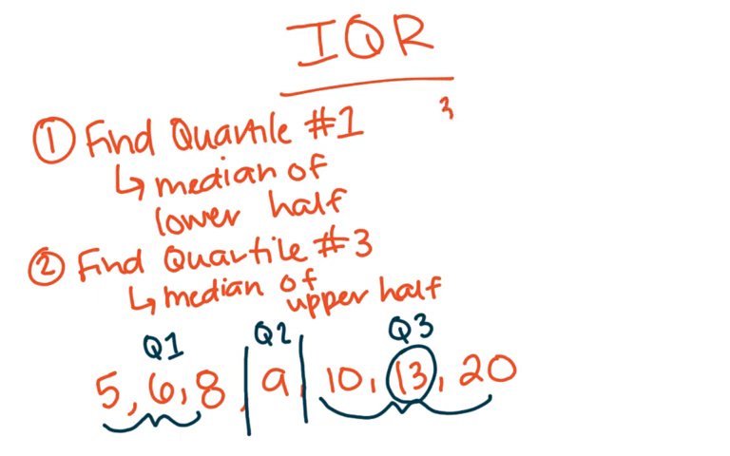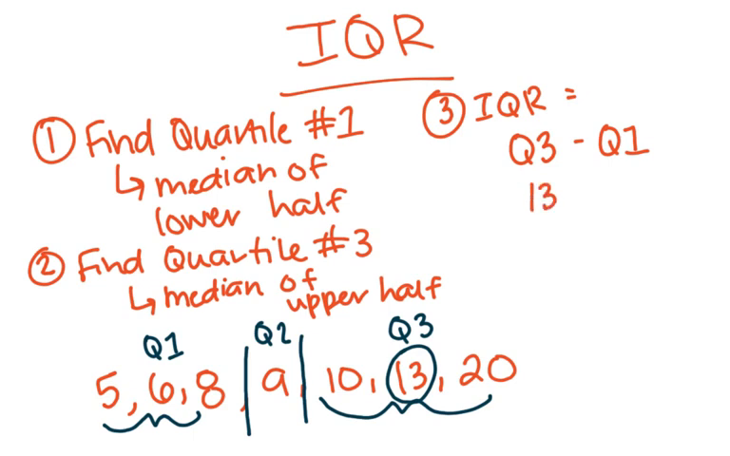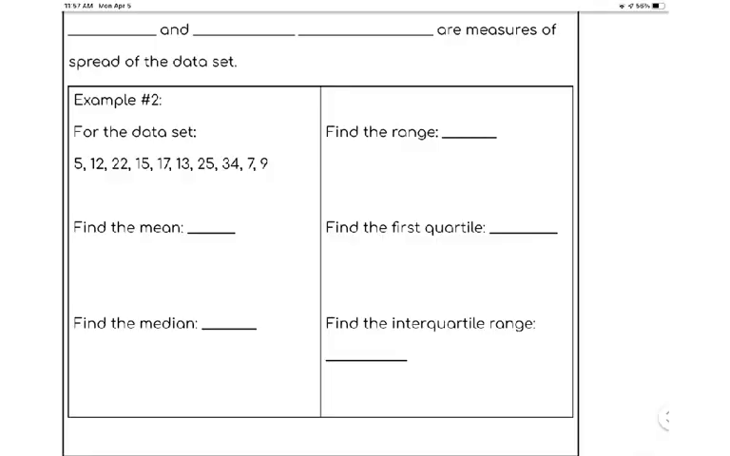In order to find the interquartile range, you're going to subtract quartile 1 from quartile 3, the difference between quartile 3 and quartile 1. So in this case, it would be 13 minus 6. So 7 is your interquartile range. Okay, I would like for you to pause this here and go ahead and do example number 2.